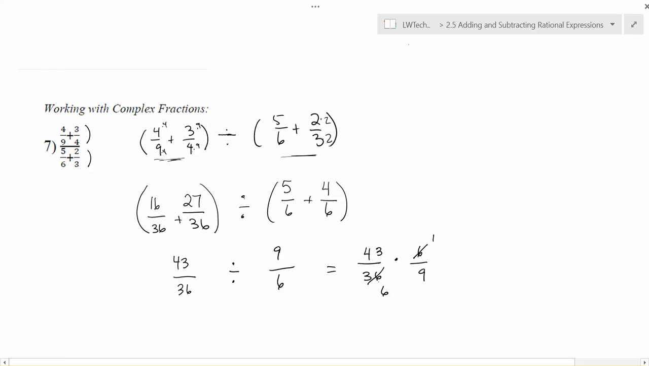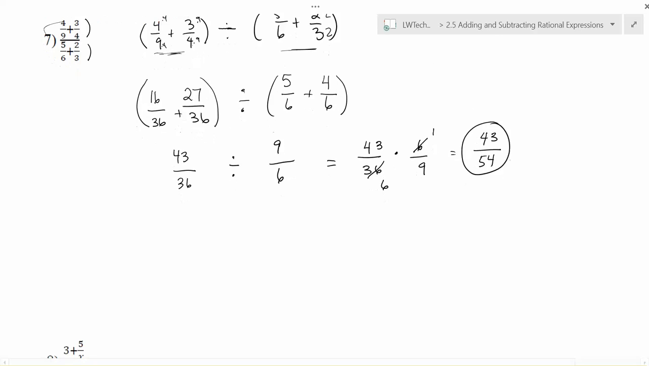6 goes into 6 once, and 6 goes into 36 6 times. 43, none of 6, 3, 2, 3, 9, none of those numbers can go into 43. So I'm just left with 43 on the top of my fraction, and then on the bottom I have 6 times 9, which is 54. And that would be my reduced fraction answer. So that's essentially the process when you're working with complex fractions. We want to do everything on the top divided by everything on the bottom, and if the top and the bottom aren't one fraction, we have to do that first before we can deal with the division.